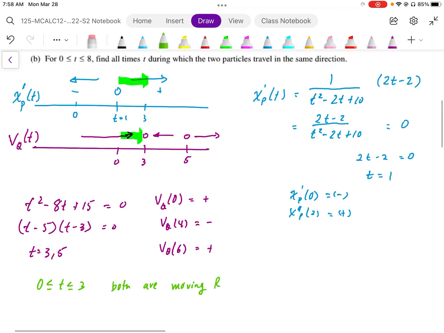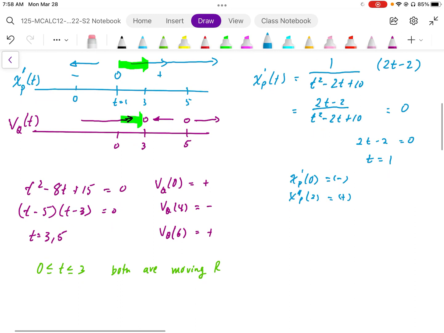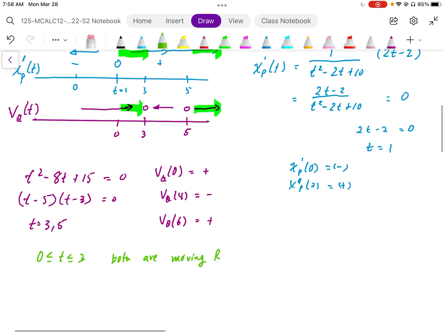And then we can also see that from 3 to 5 is moving to the left, but from 5, it's still going to be moving in this direction. So from 5 to 8, it's going to be moving in the same direction. From here and here, again, they're both moving to the right. So from 5 to a domain boundary of 8, they're both moving to the right.